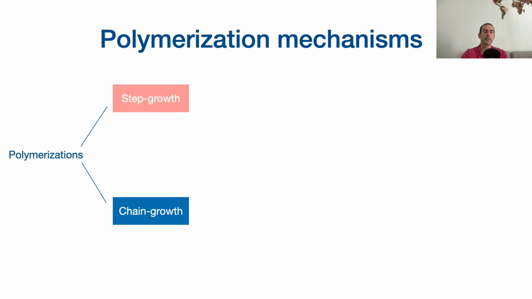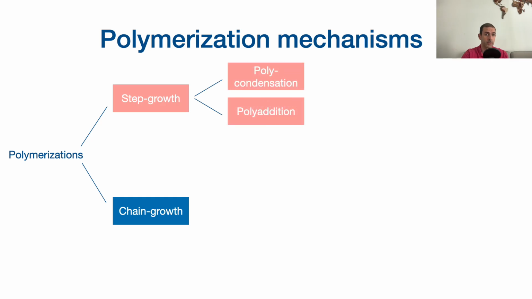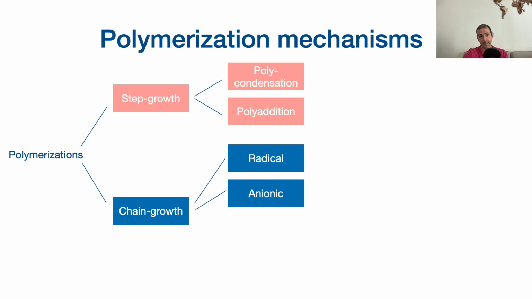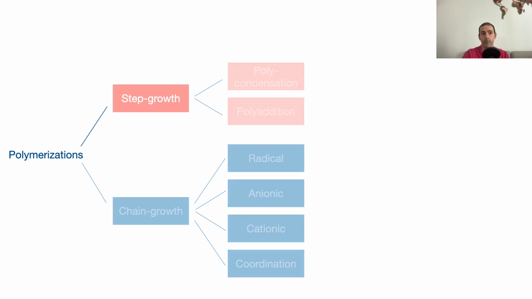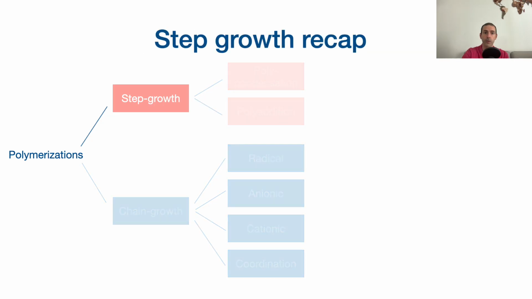We saw already the division in step and chain growth, but which other further subcategories exist beyond that? Well, step growth can be further distinguished in polycondensation and polyaddition, whereas the main mechanisms of chain growth are radical, anionic, cationic, and, drumroll, coordination polymerization. So let's have a look at them, starting with step growth and a general reminder of how it works.